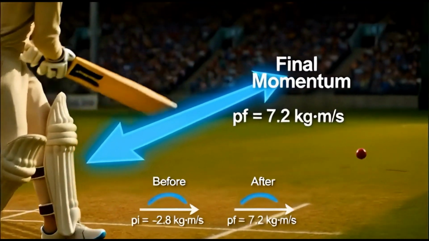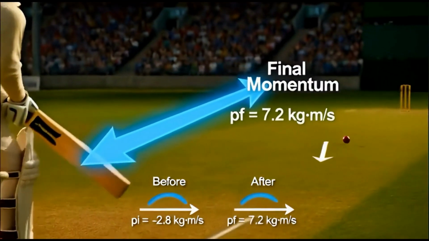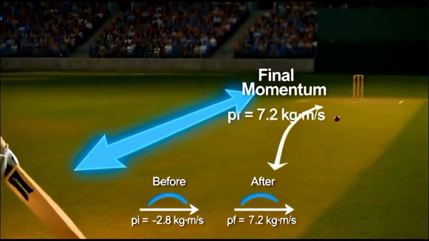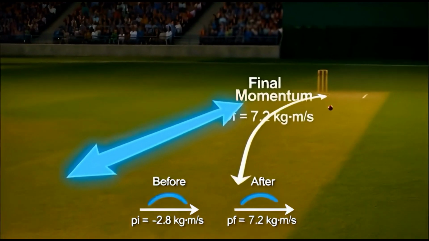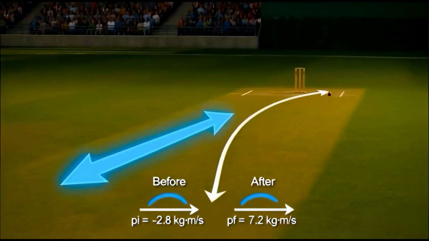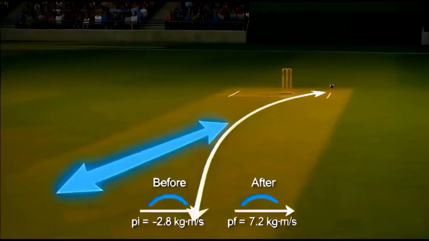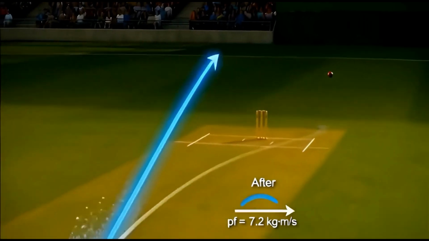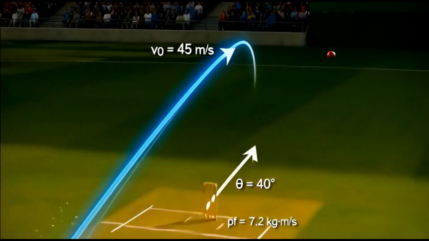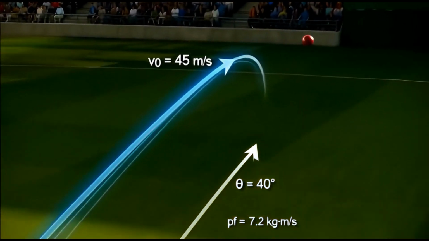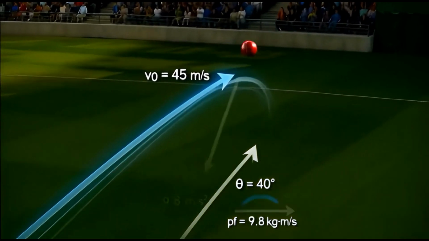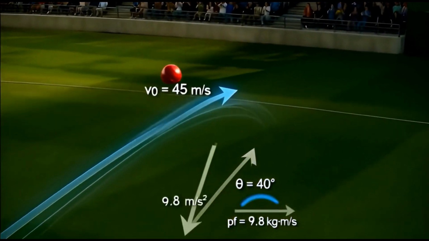During this brief interval, the ball compresses slightly against the surface of the bat. The bat exerts a very large force on the ball, reversing its direction and dramatically increasing its speed. The change in momentum of the ball during this collision is described by the concept of impulse. Impulse is equal to the force applied multiplied by the time interval of the collision.